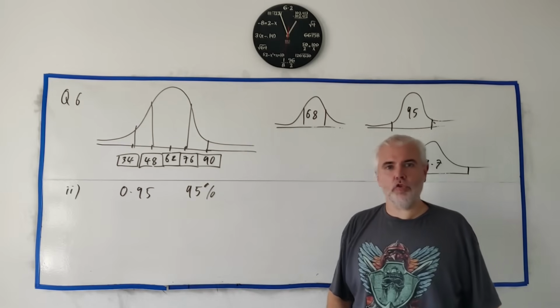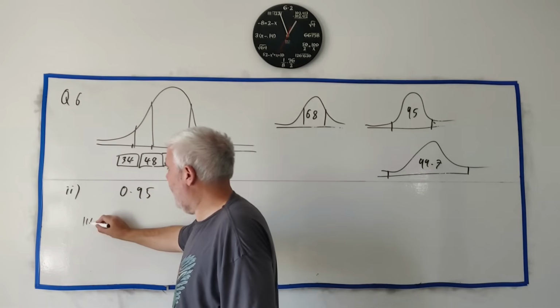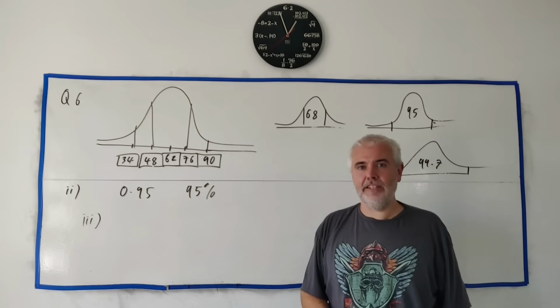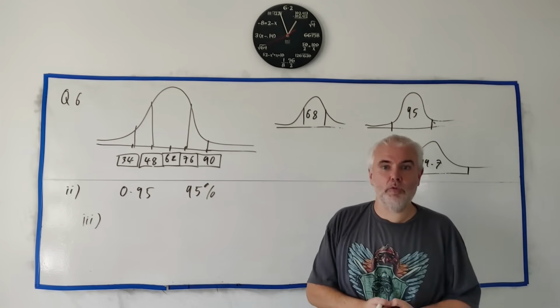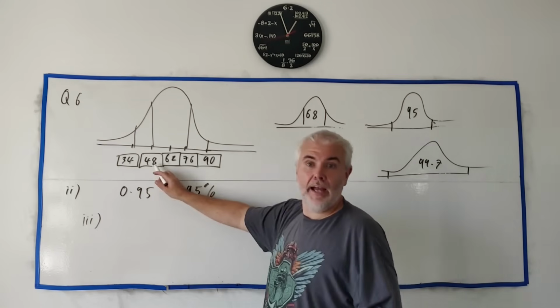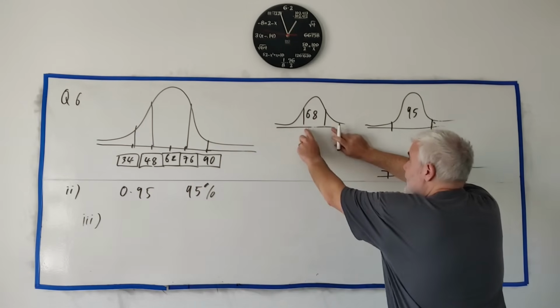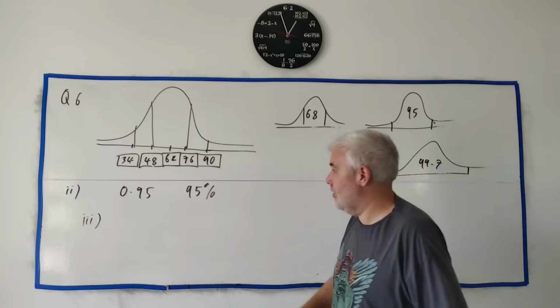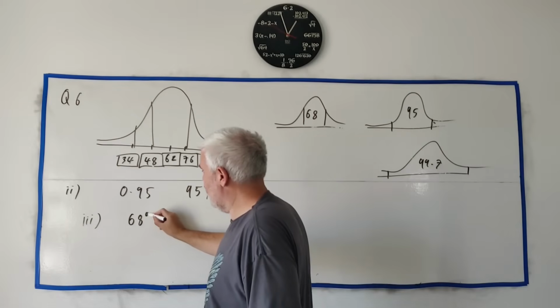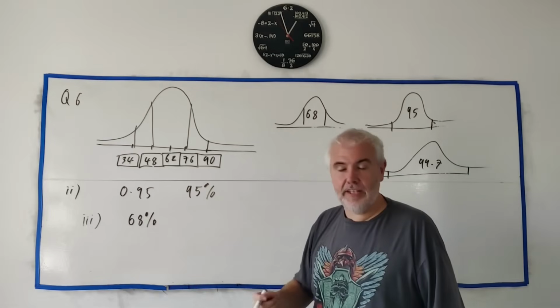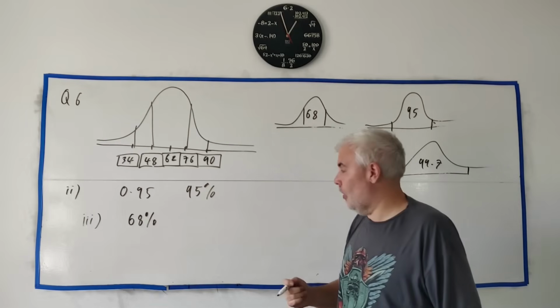All right, for part 3, 150 students sat the exam. Estimate the number of students that got marks between 48 and 76. Again, this is 1 standard deviation. This is this 68% chance. 68% of these 150 students would probably be in there.